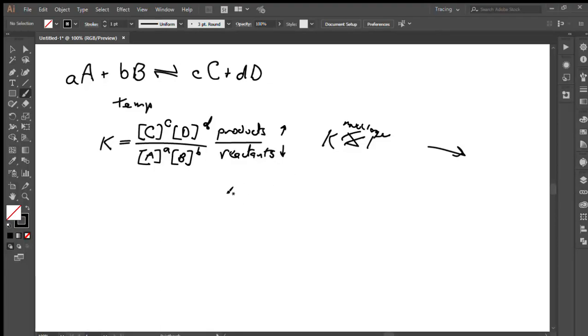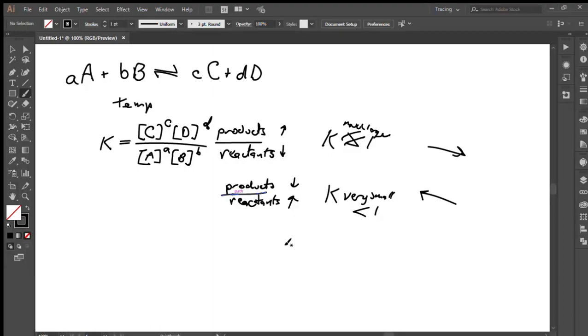Nice thing here is Control Z is your friend, okay. If our products over our reactants, now if our reactants are really big and our products are really small, then our K is going to be very small. In fact, a lot less than 1. In which case, our arrow is going to go towards the reactant side because we're going to end up with a lot more reactants than products.